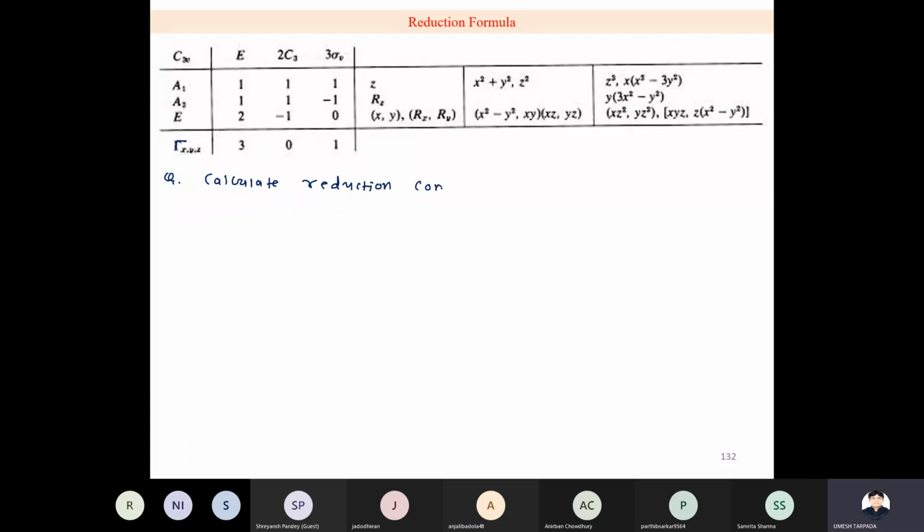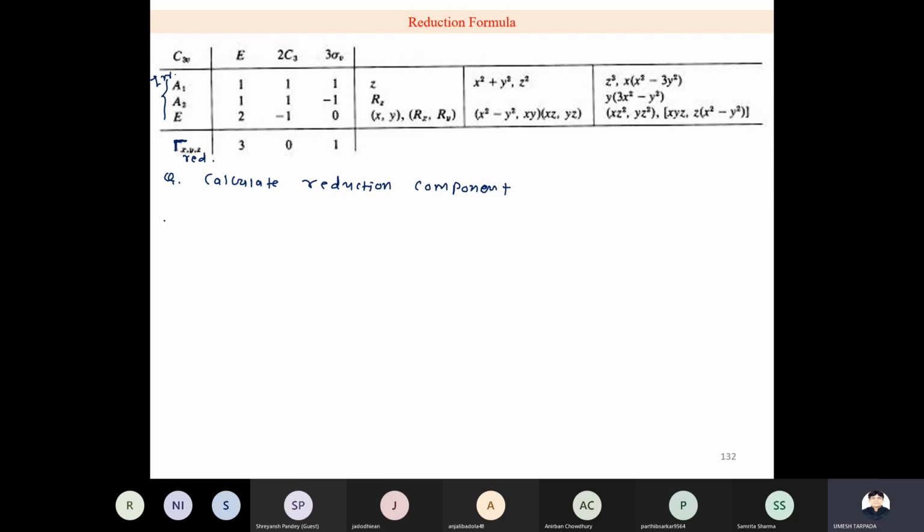The reduction component is calculated in a similar way to the higher active modes of vibration we have calculated. Such a type of question has already been asked in the SLET exam and GSET exam. So the question is: calculate the reduction components. Here this is given, this is the tau, called the reducible representation, and these three are irreducible representations.